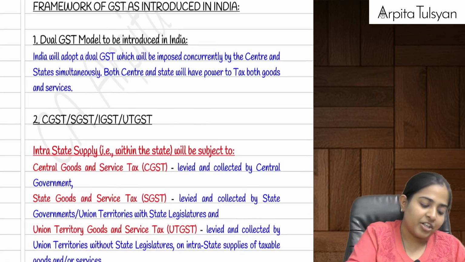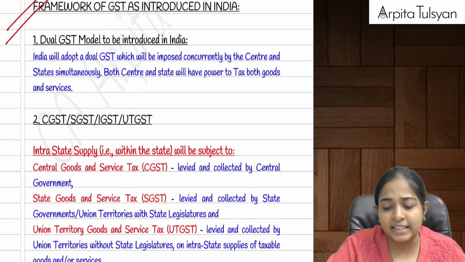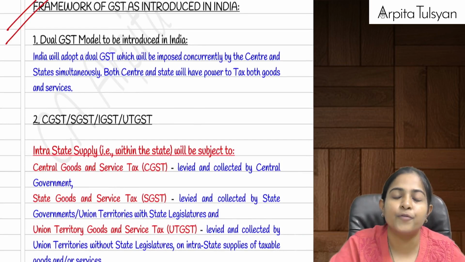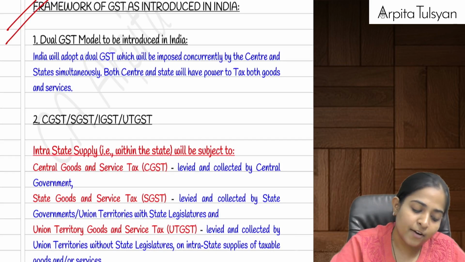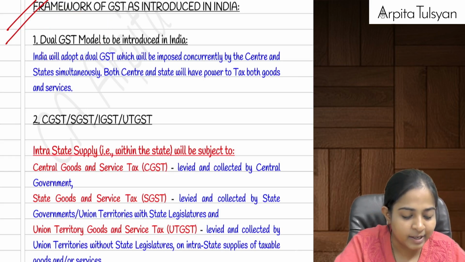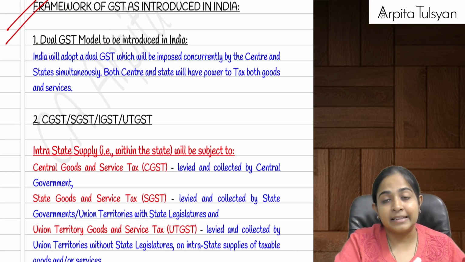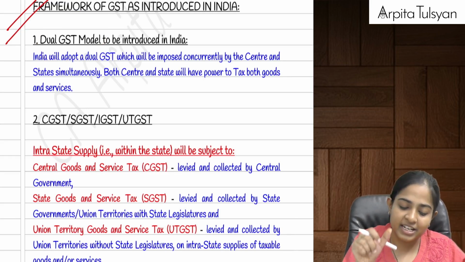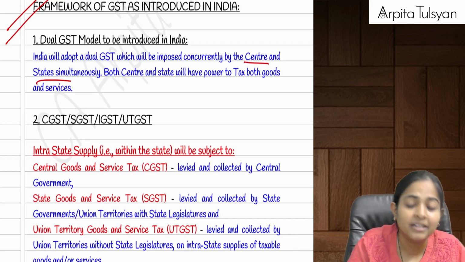Right? Acha. Now, let's go to another thing. Many points about GST and the framework of GST have been included here. First of all, they are telling that this is the dual GST model. Dual GST model means the GST will be levied simultaneously by two persons. One is the center and the other one is the states.